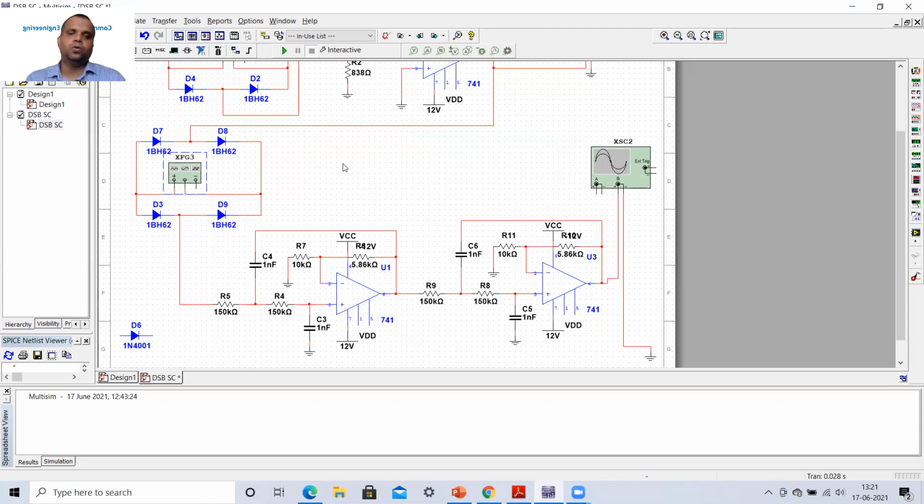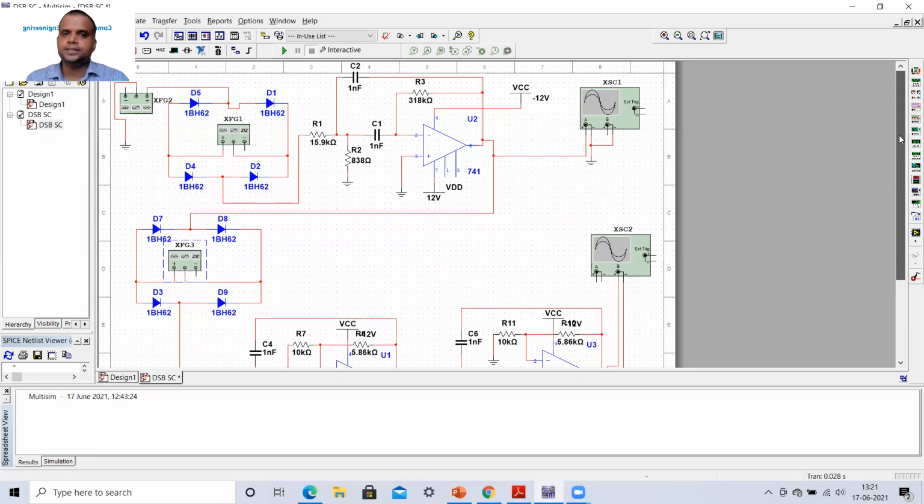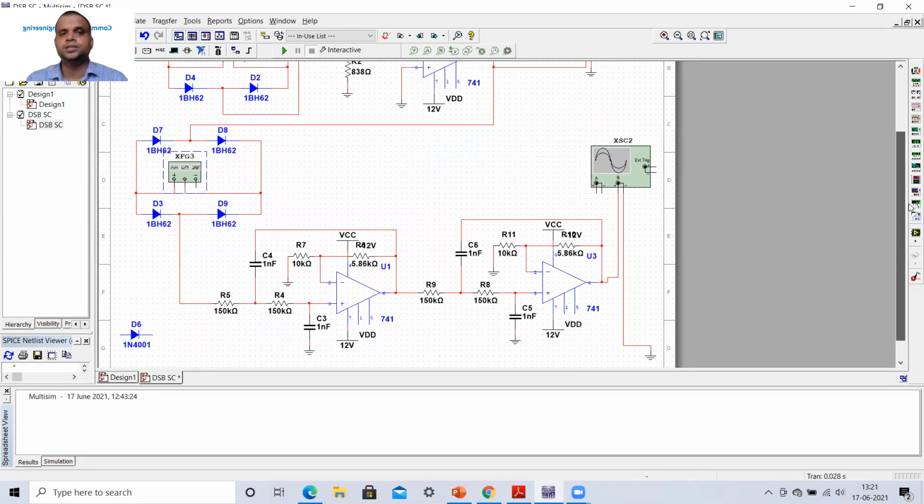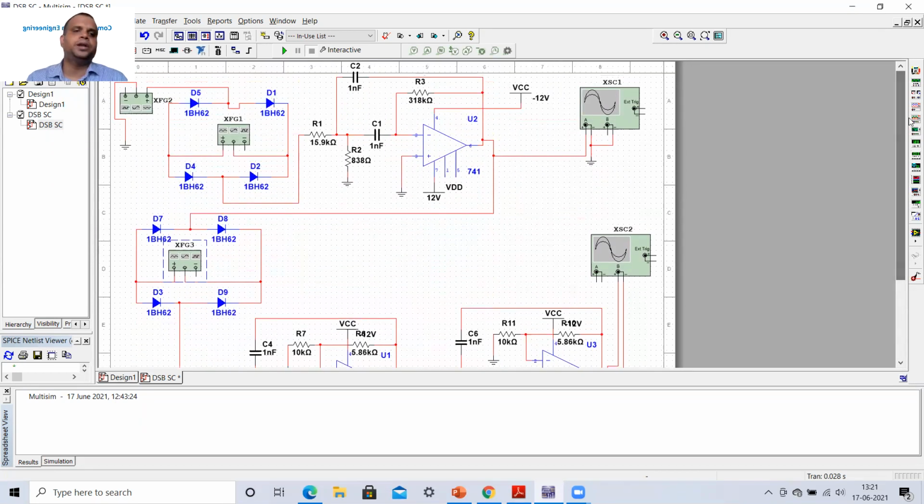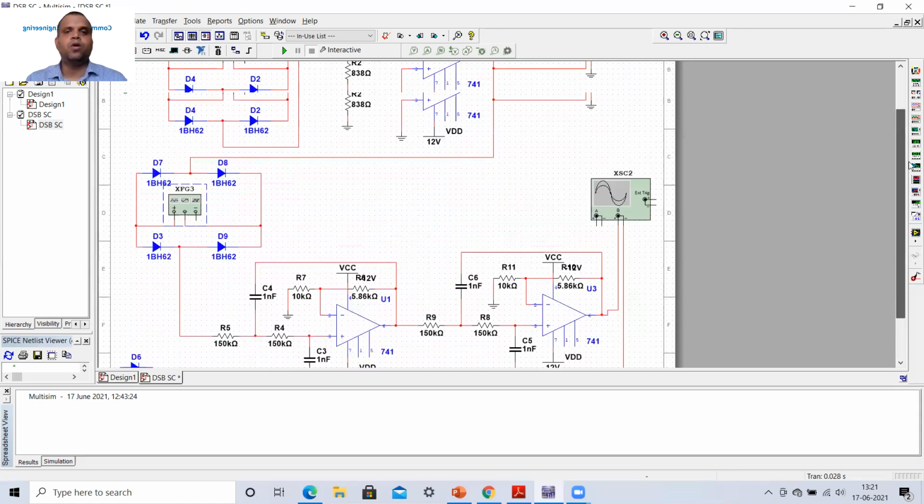Remember that though I am using this particular circuit for demodulating the signal on Multisim, whenever we do this experiment in our laboratory, it will be good to have a carrier extraction circuit. Rather than having this circuit, we need to have the carrier extraction circuit. After extracting the carrier, we can use that carrier to demodulate the modulated DSBSC signal. So this way we can demodulate the signal.